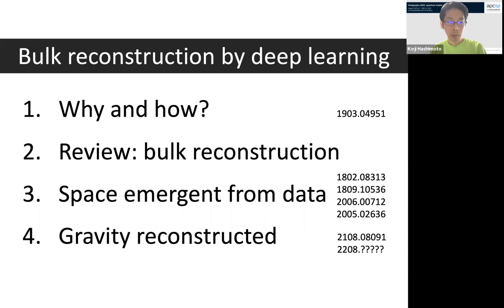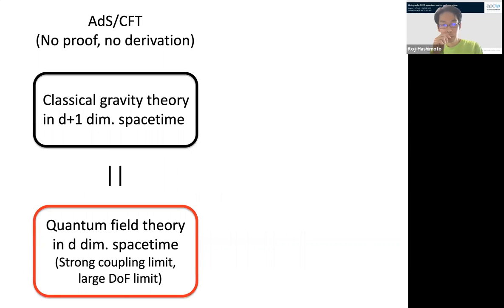Let me explain why I need this kind of technique, machine learning, to understand the AdS/CFT correspondence. This is a standard view of AdS/CFT correspondence. Unfortunately, for generic gravitational spacetime and generic QFT, we have no proof. So there is no concrete derivation of AdS/CFT. But what we know is that there are infinitely many pairs of gravity theory in D+1 dimensions and QFT in D dimensions. And you need to take a special limit, like a strong coupling limit or large N limit, for the quantum field theory to make the gravity side classical.